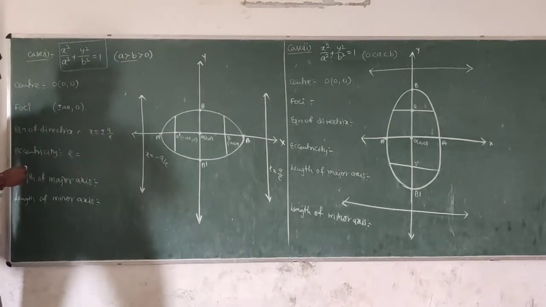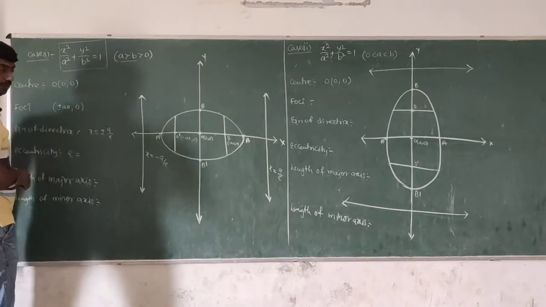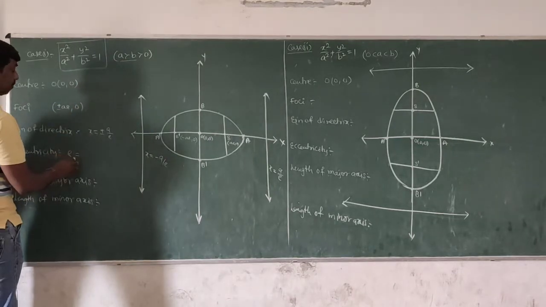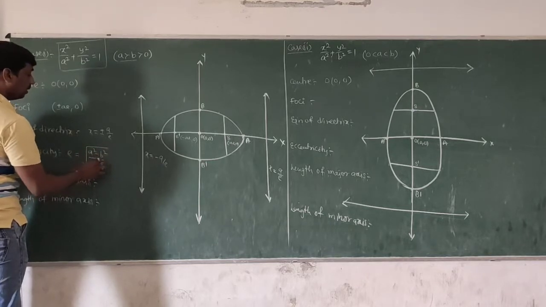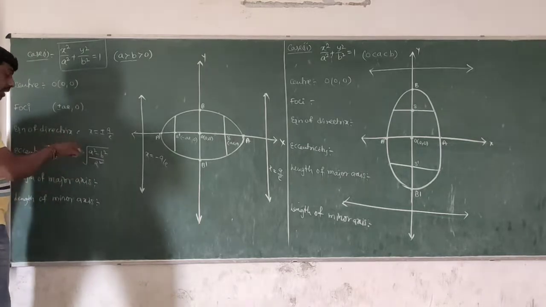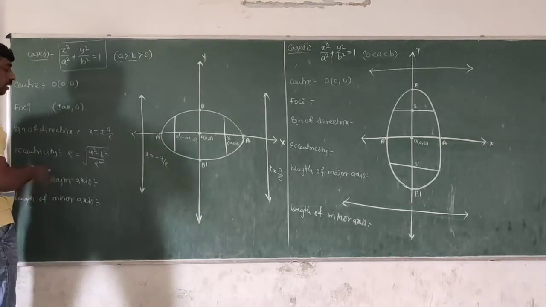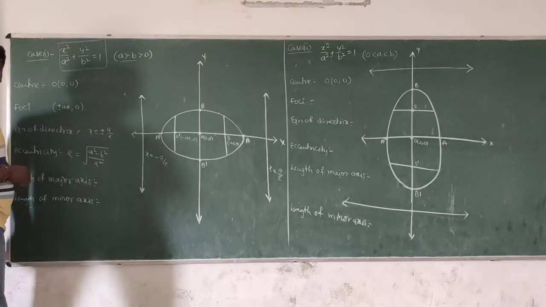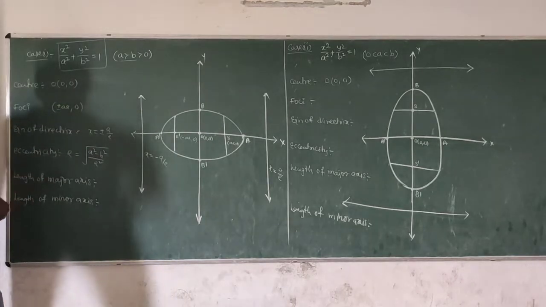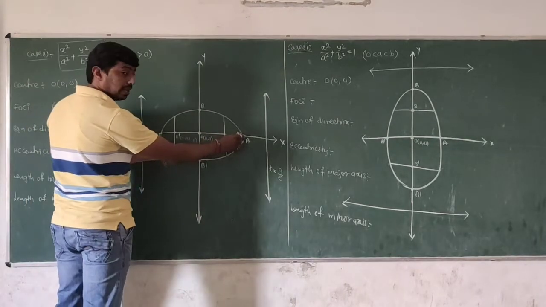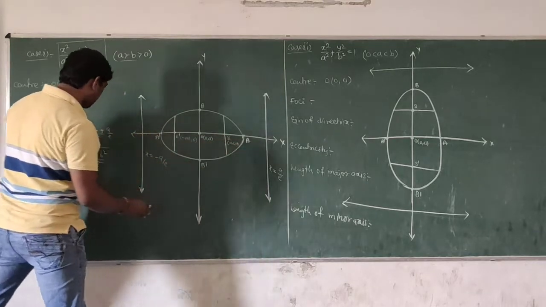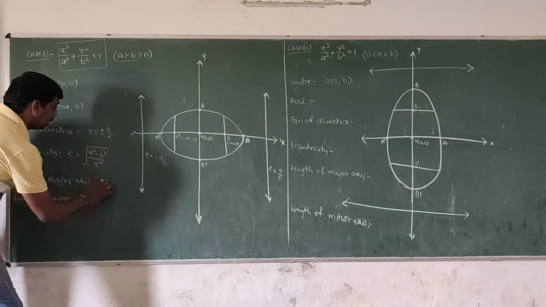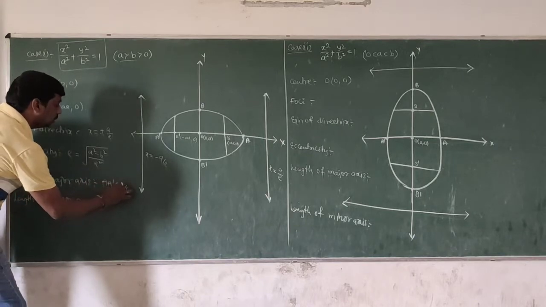Next, eccentricity. Here in this case, a is greater than b, that's why eccentricity equal to square root of a square minus b square by a square, where the greater value lies in the denominator. The b values are subtracted from the greater value. Next, length of major axis. The major axis lies on the x-axis now, so the length of major axis A A dash equal to 2a.